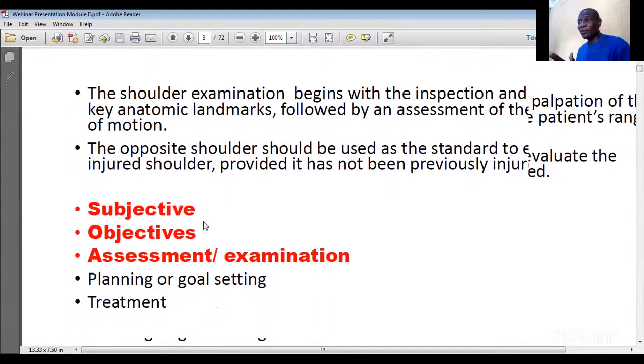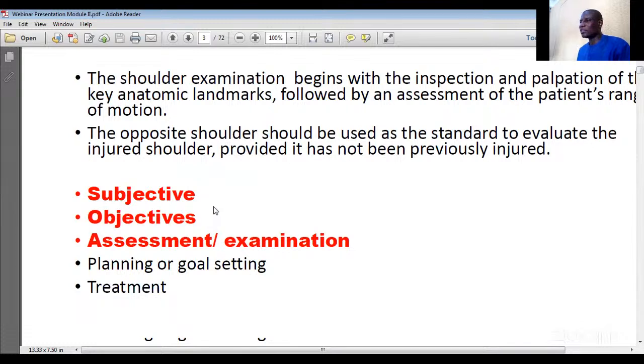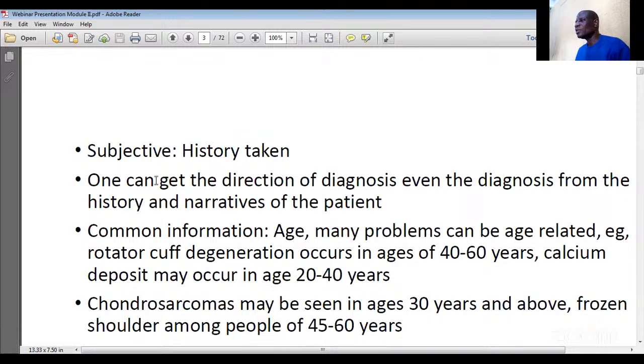All of us are physiotherapists and we trained in universities. We know the SOAP format, right? The subjective, objective, assessment, examination, planning of your treatment. Then you set your goal and you go with your treatment. We are going to take all this one by one regarding the shoulder joint complex. All right. The subjective aspect of it is important. That may take us directly to where the diagnosis is. Even you can have the diagnosis right from the time that you are taking the history of the patient.